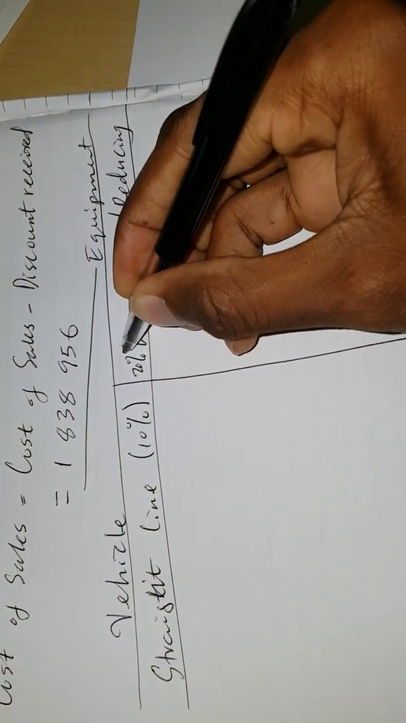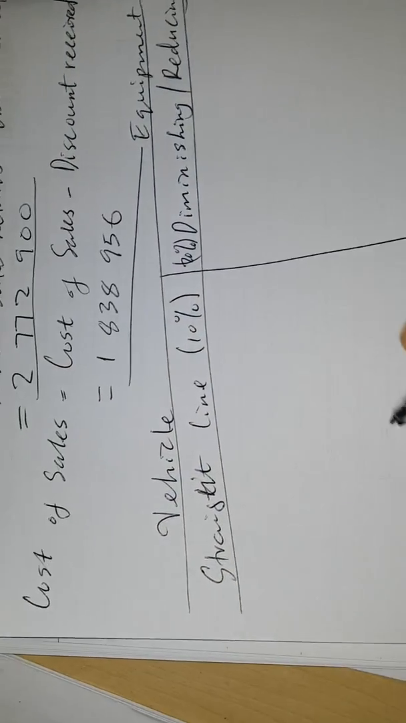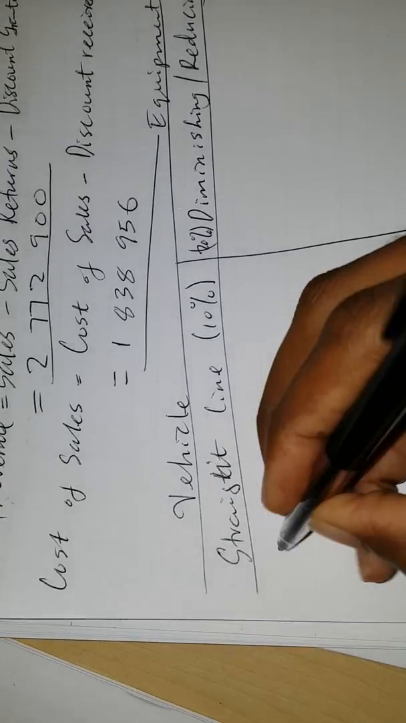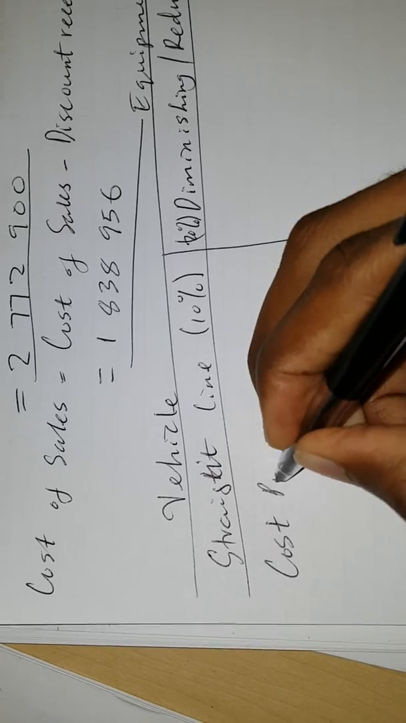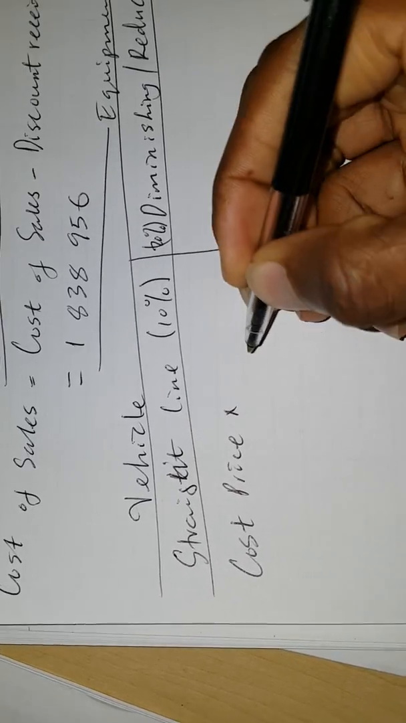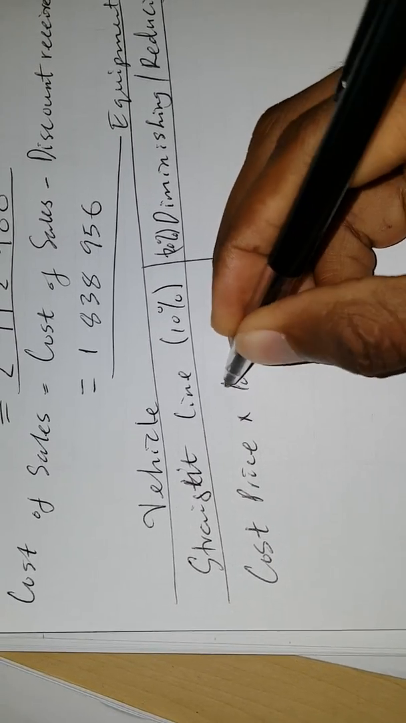So now here's the formula. If you calculate straight line, you must say cost price of that vehicle times the percentage depreciation.